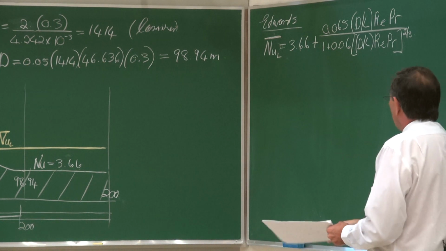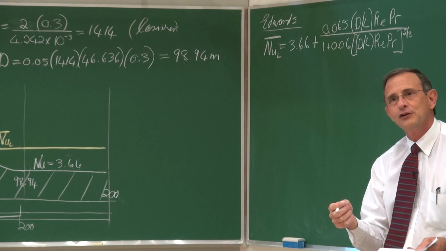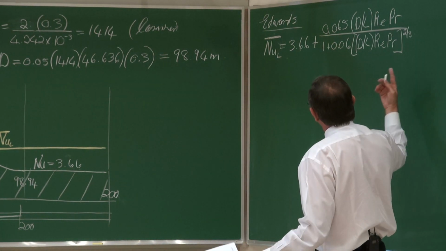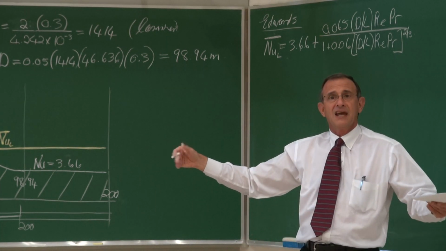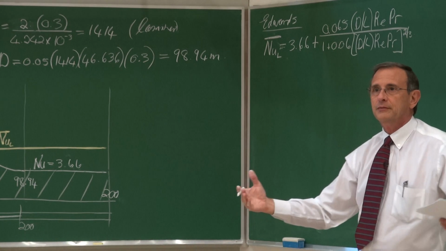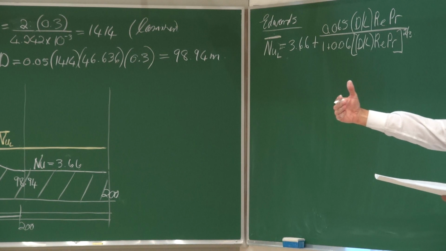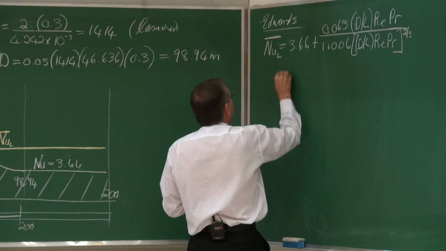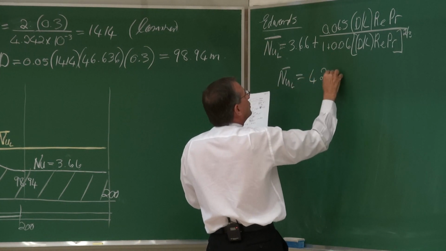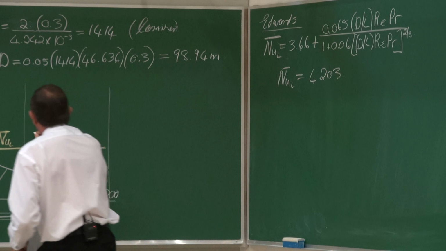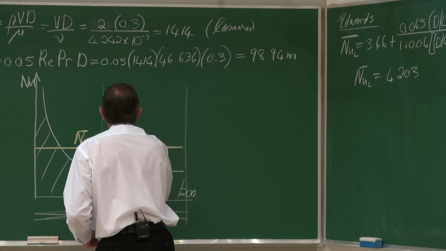Okay. However, always when you do a calculation, look and think. Do not just do the calculation. So let's suppose this value, after you've calculated, it was 2. Can that make sense? No, it can't. Okay, because it's 3.66 plus something. So it must be more than 3.66. So if we do the calculation, then the Nusselt number over the total length is equal to 4.203. So it is not that much higher. It's 4.203.